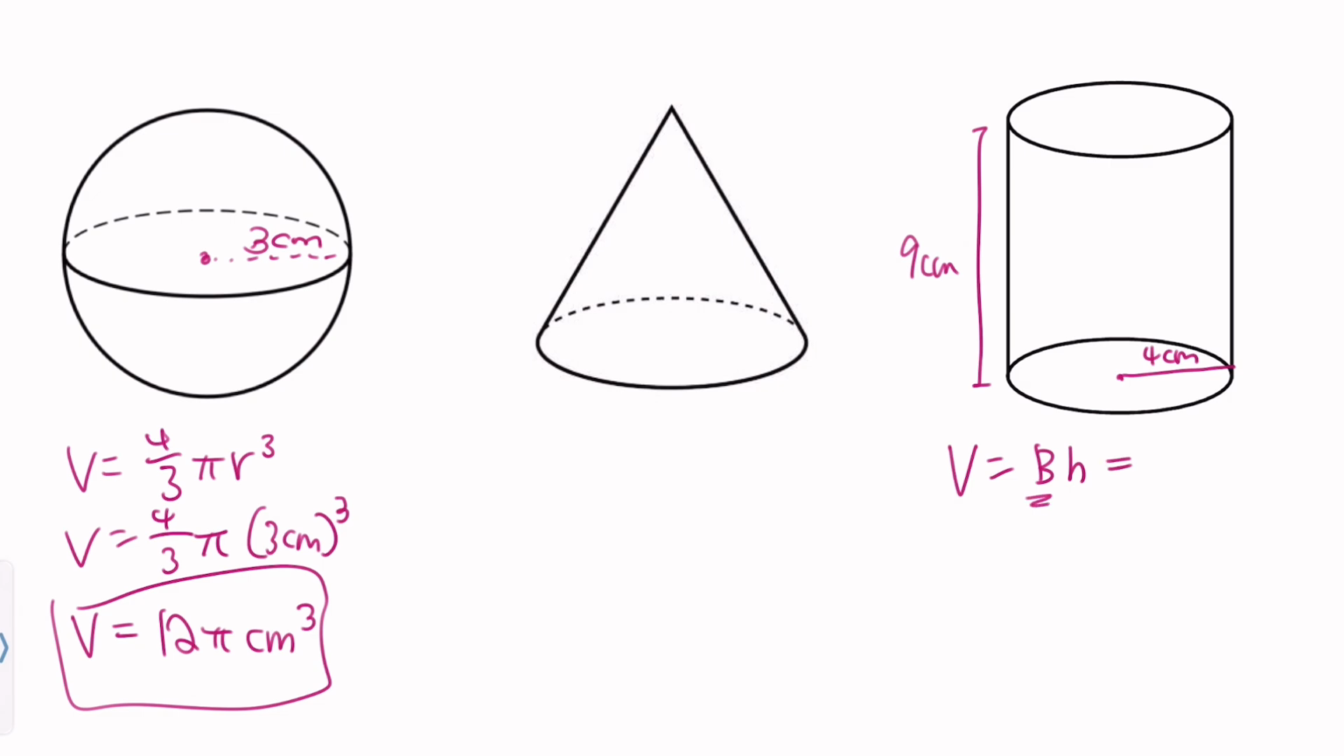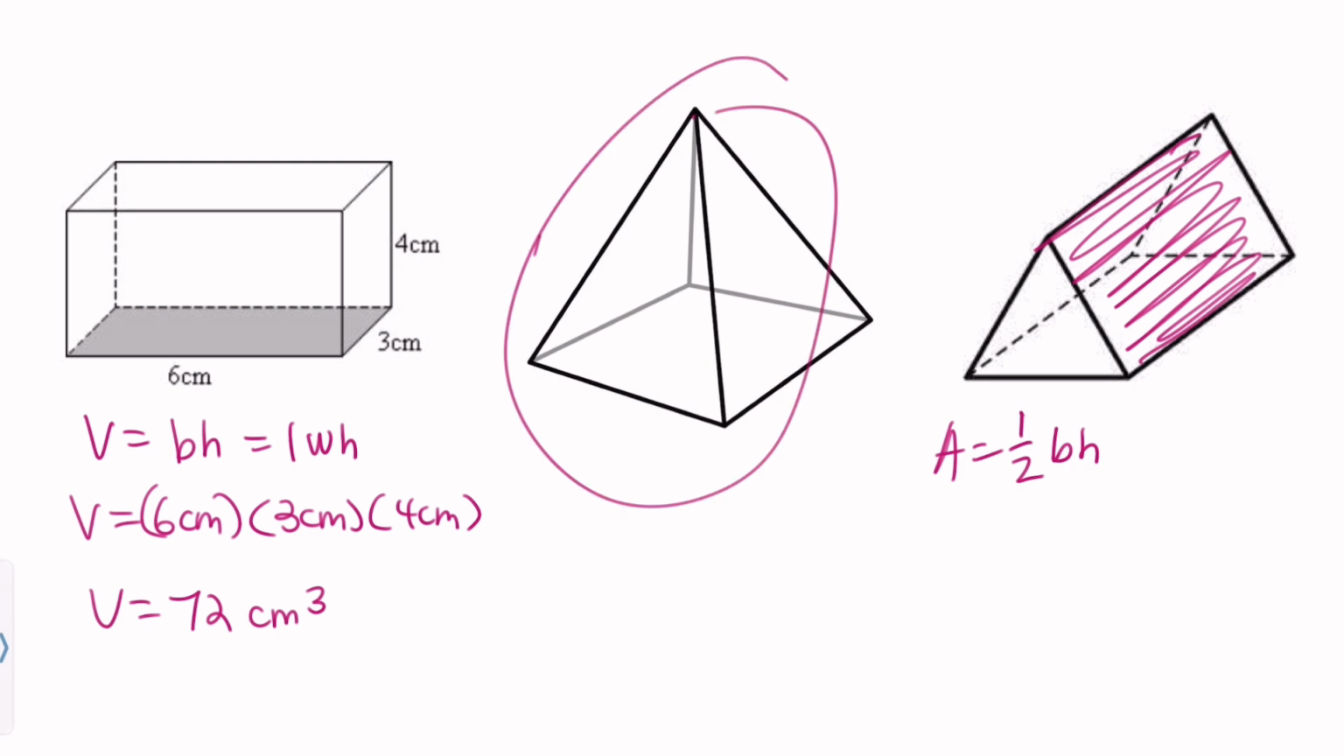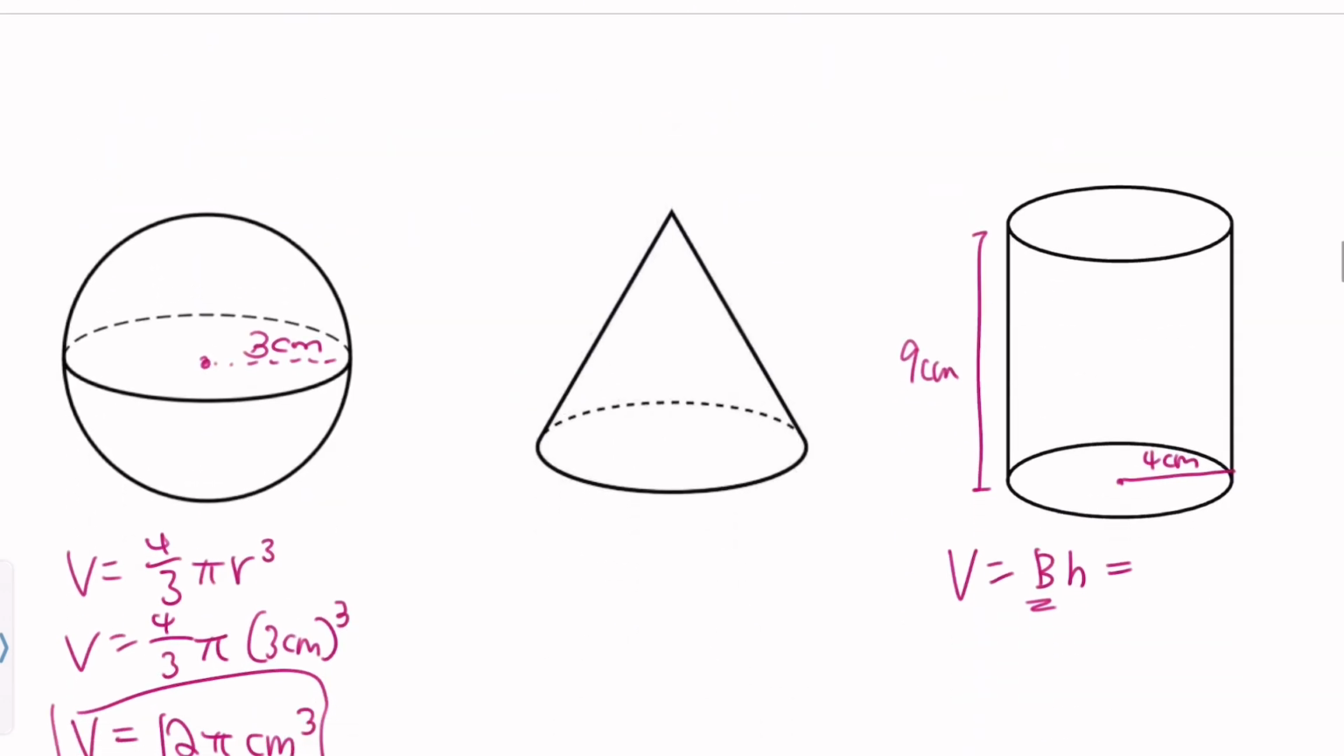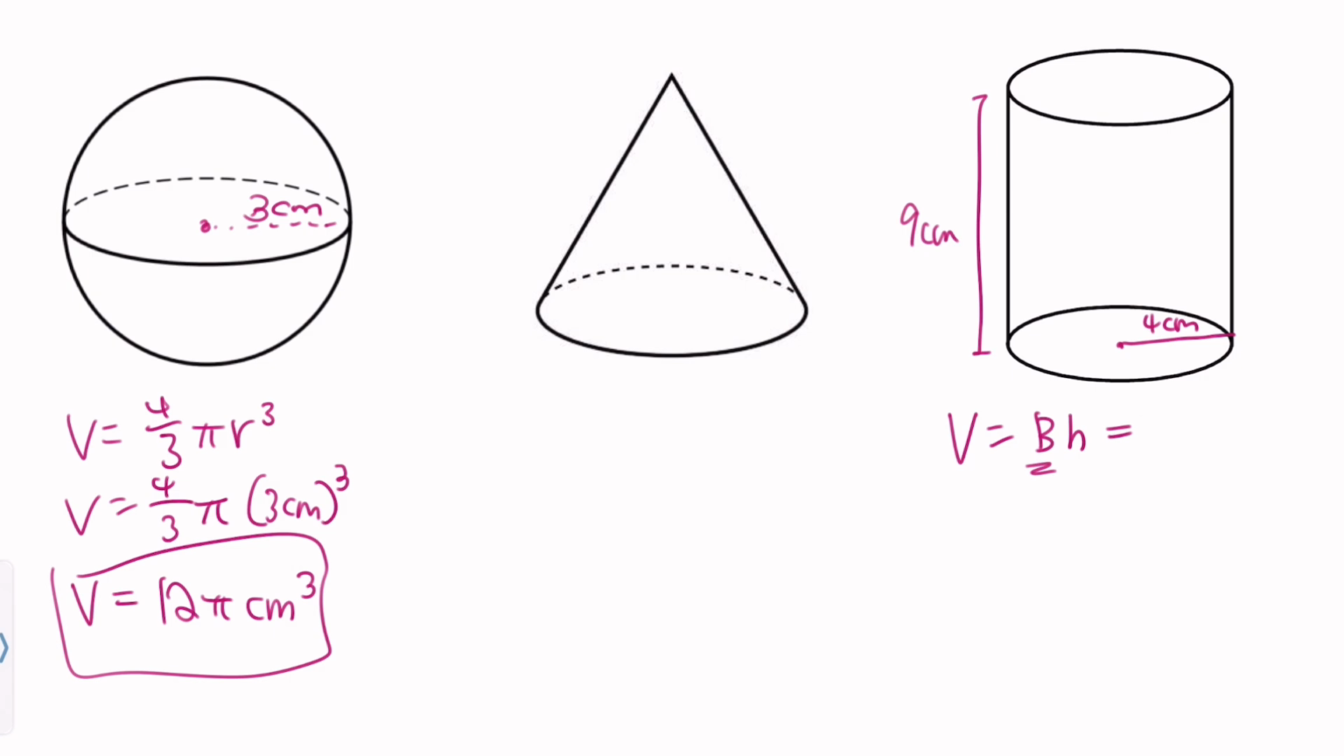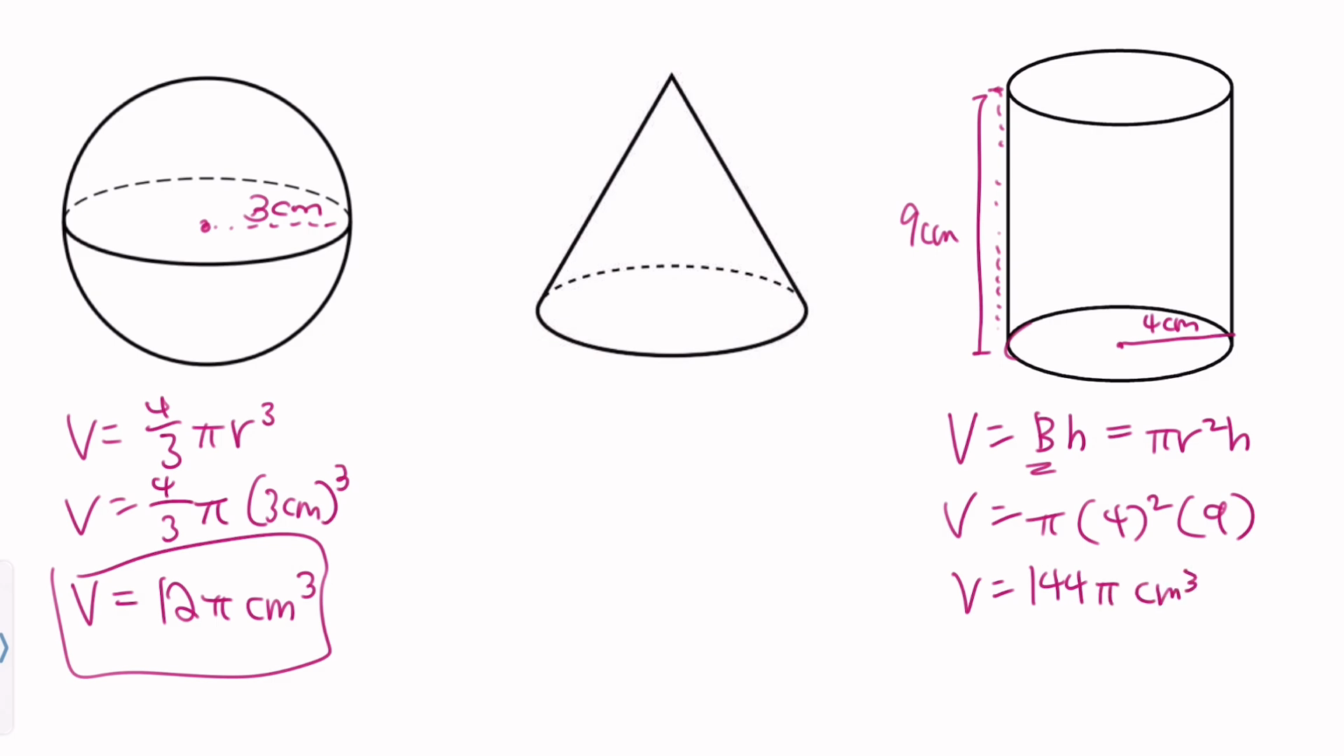But remember, the base is not equal to length times width, unlike, let's say, this pyramid we had here, right? The base of this cylinder is going to be equal to the area of a circle. So it's just going to be pi r squared times height. Or you can think of it as we just take the base and then we stack it up together until it reaches 9 cm to create the cylinder. The volume is going to be equal to pi times r squared, which is 4 squared, times the height, which is 9, and the volume is going to come out to be 144 pi centimeters cubed.